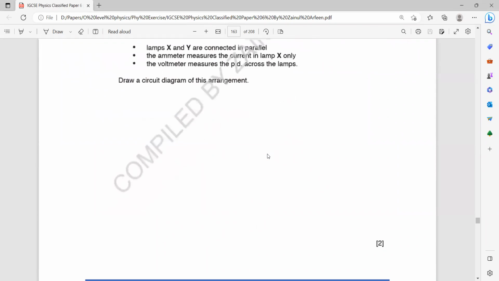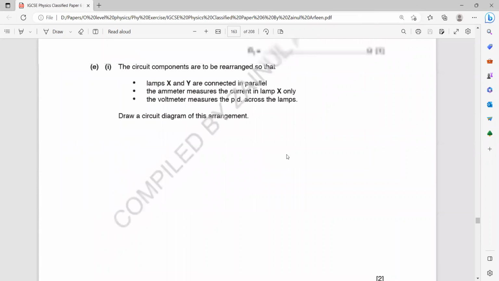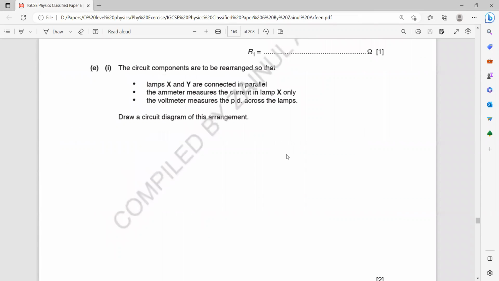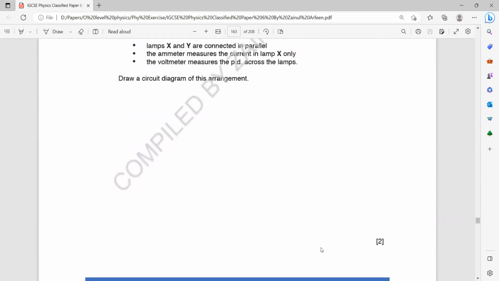The circuit components are arranged so that lamp X and Y are now in parallel, with an ammeter to measure the current in lamp X only, and a voltmeter across the two lamps. Draw a circuit diagram of this arrangement. You can use the screen annotation to complete this part. Any part of the screen you can use to draw your circuit.